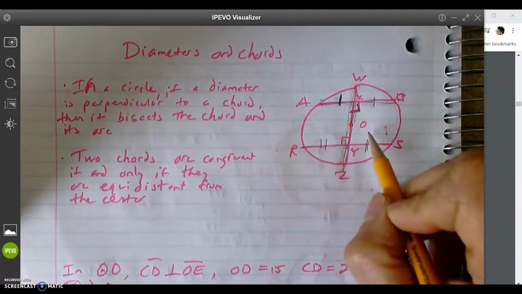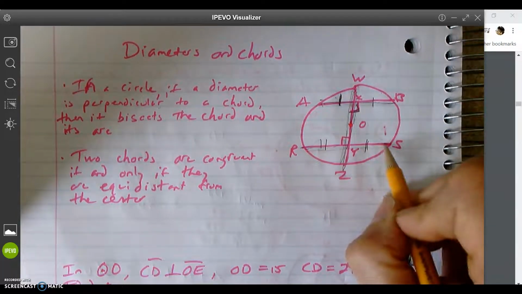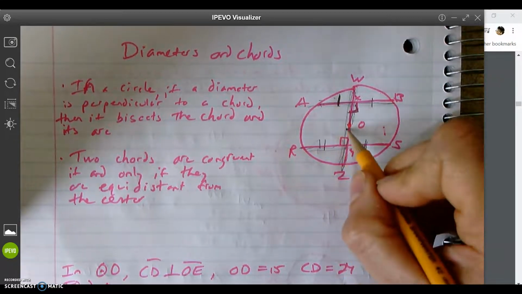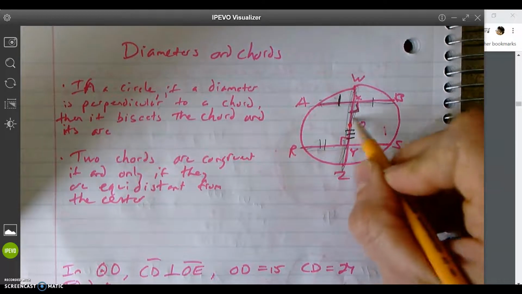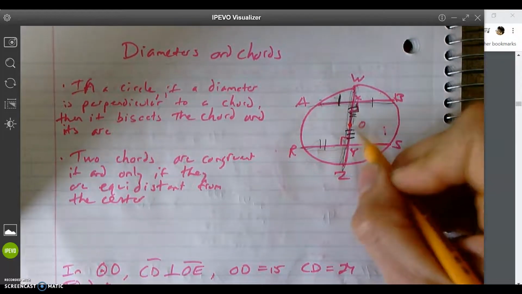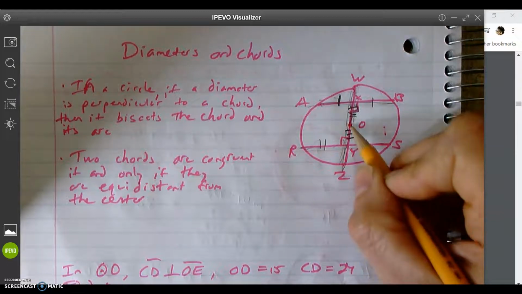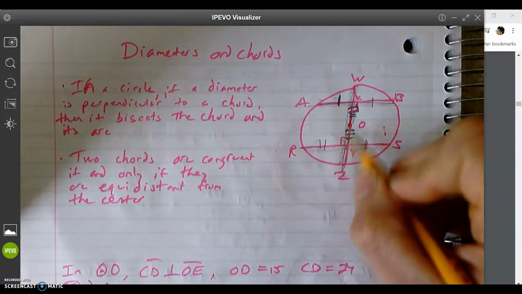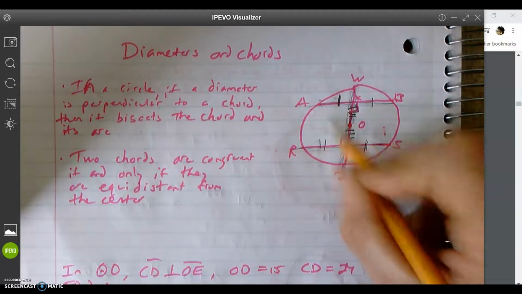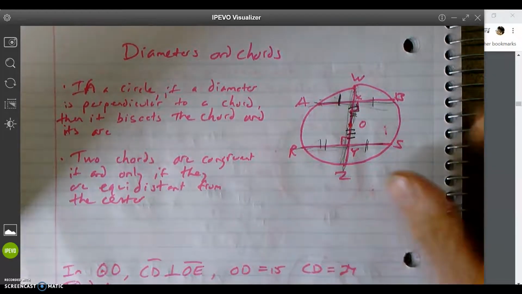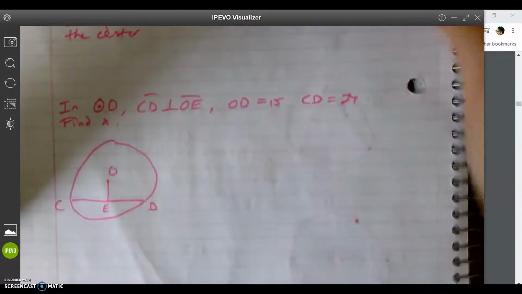Okay. We also know that the chords RS and AB are congruent if they are an equal distance from the center. So if this distance OX is the same as OY, so that distance is the same, that means that this chord is congruent to this chord. All right? So let's use this now for an example.